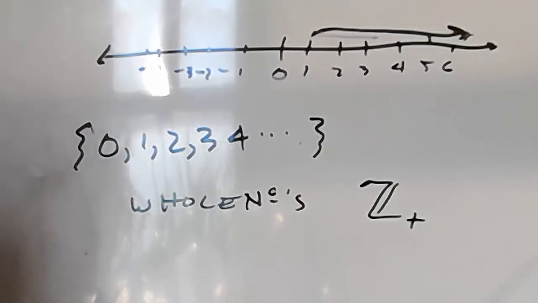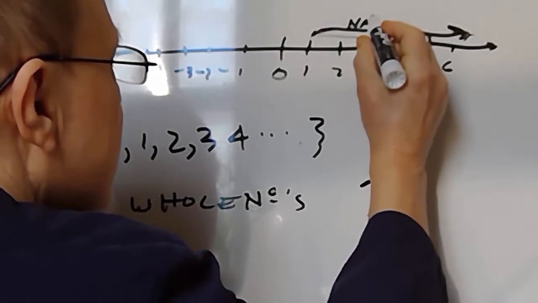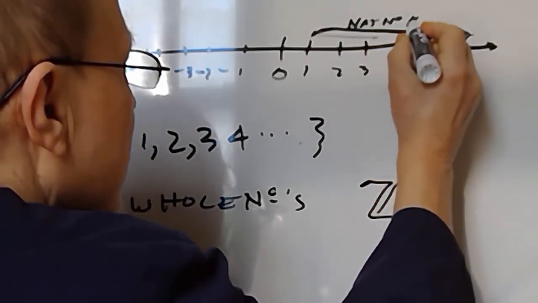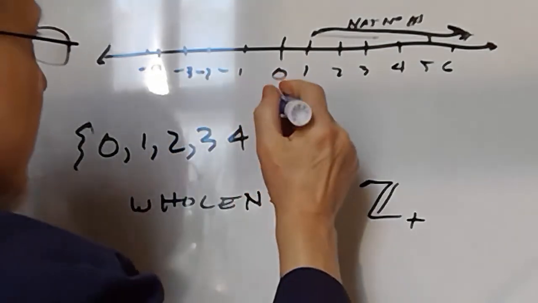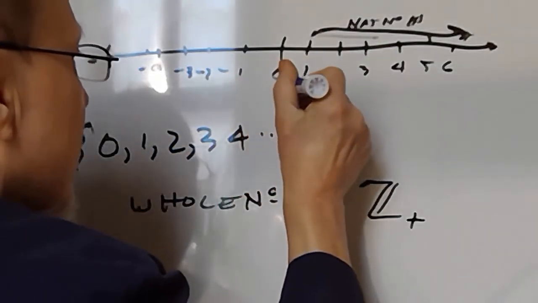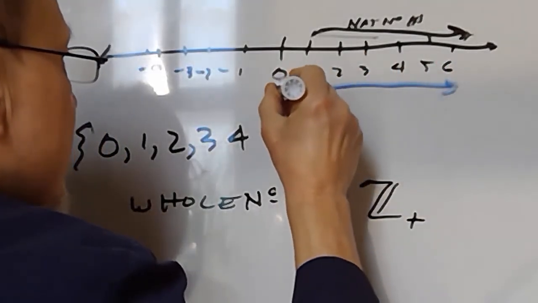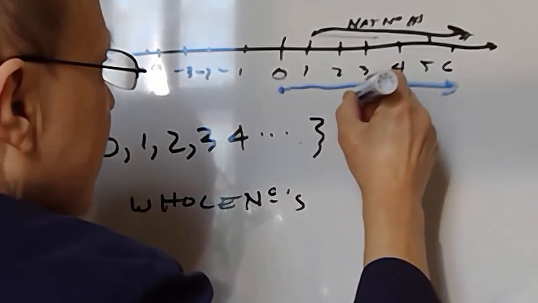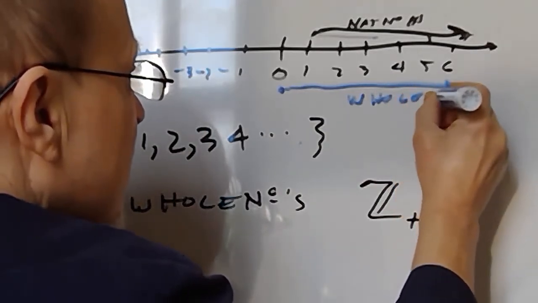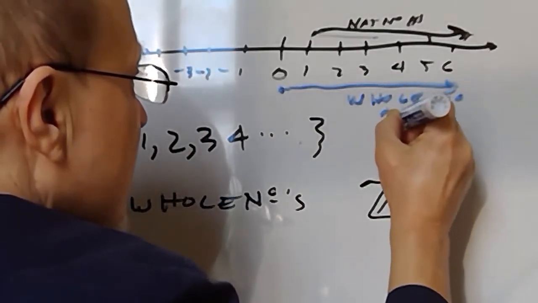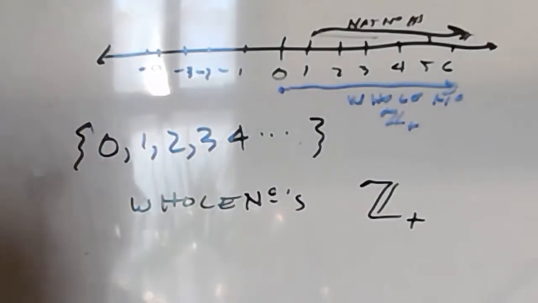So here are the natural numbers, I'll put these as the natural numbers. And then I'll put here the whole numbers, where that includes 0. And this is the whole numbers. Okay, so those are our whole numbers.